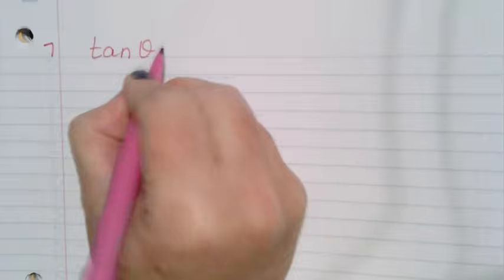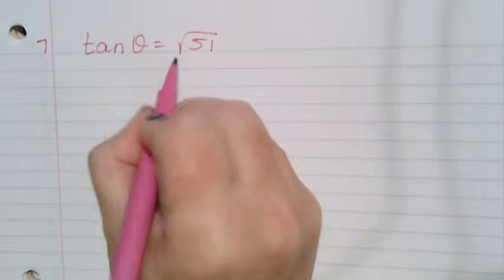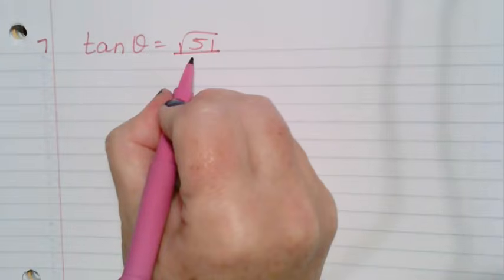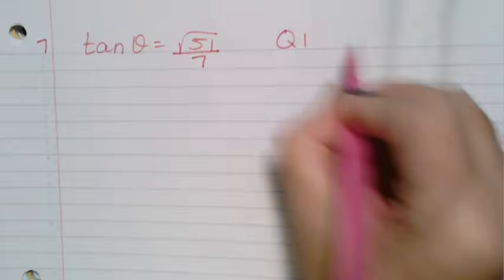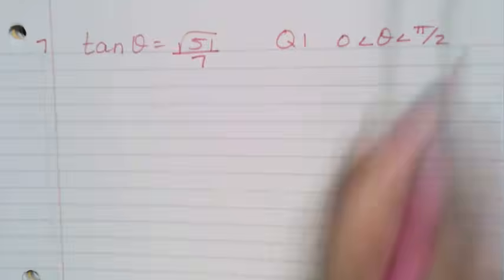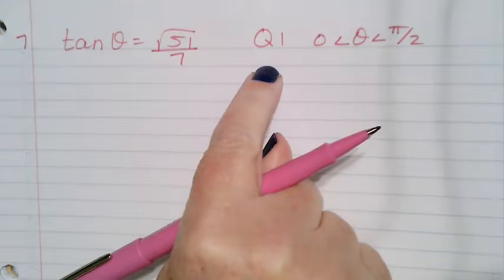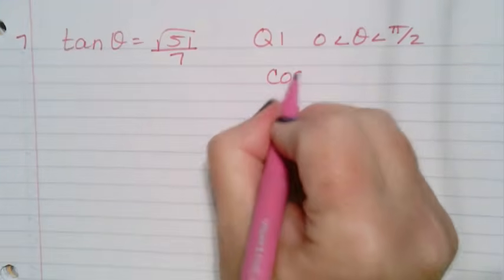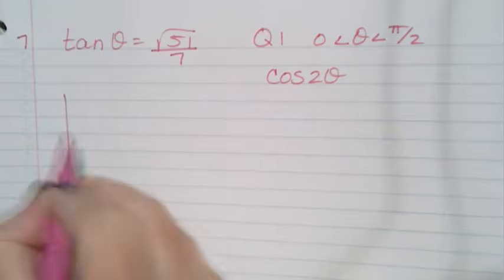Last 2 questions. So now we're finally on number 7. And they tell us tangent is equal to square root of 51 over 7. It tells us we're in quadrant 1. Remember, you will have a unit circle. You just find this, and this puts us in quadrant 1, and we want cosine 2 theta.